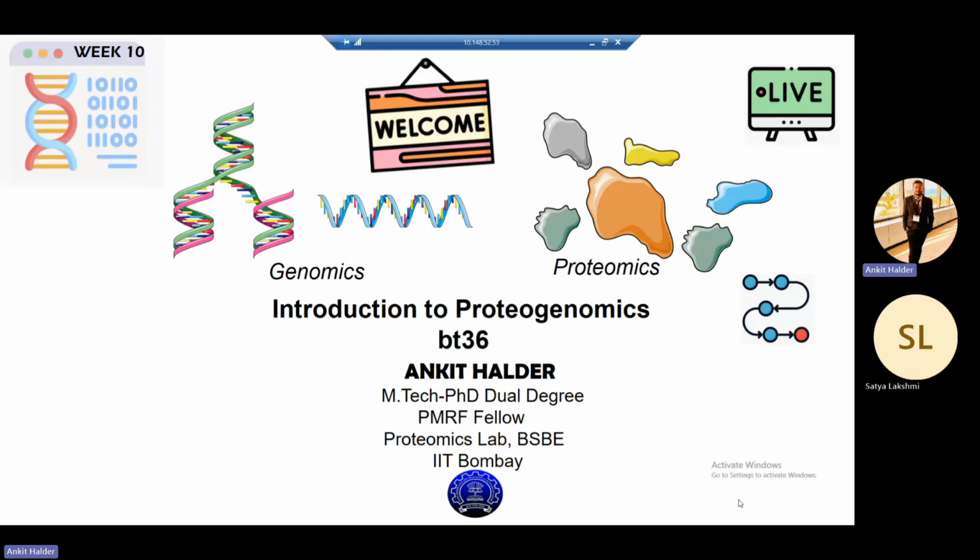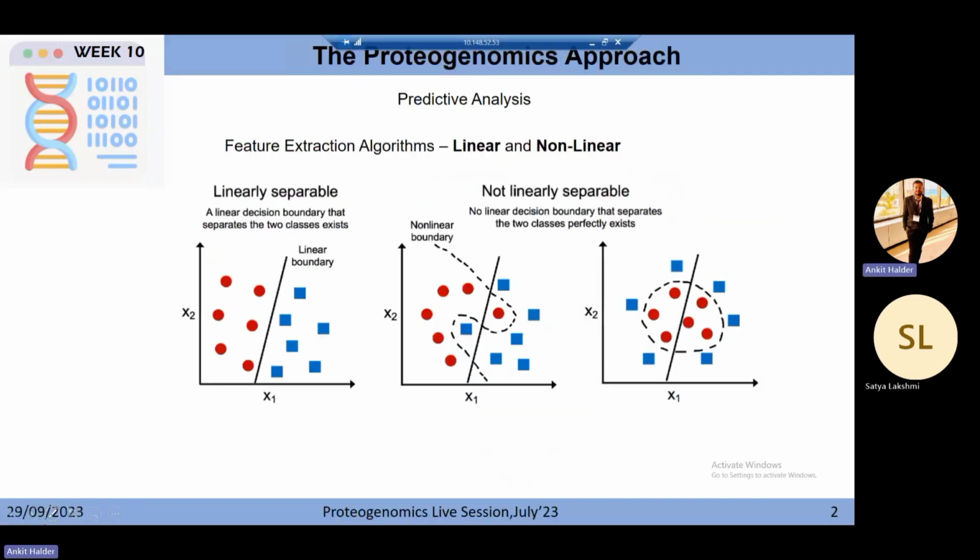Now in this week we'll mostly be looking at how we can select or extract the best features using different machine learning technologies. And in a later part we will look at the different pathways, understood from the differential expression of the genes of a particular disease condition.